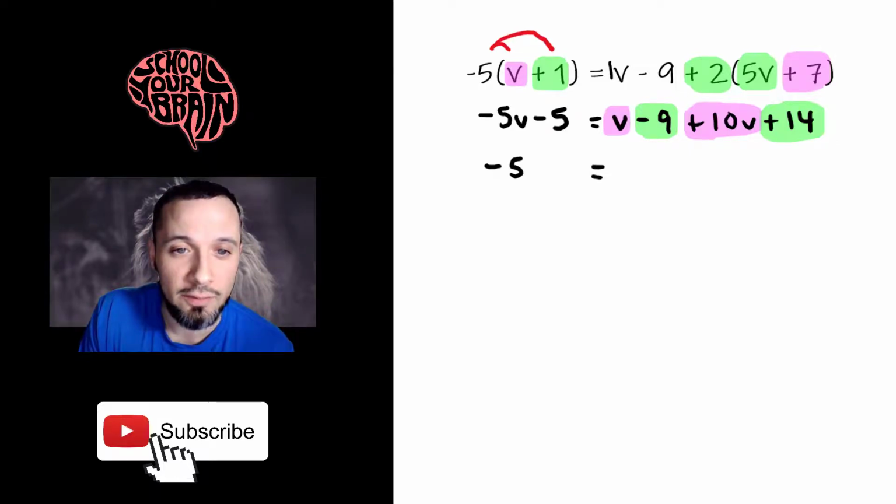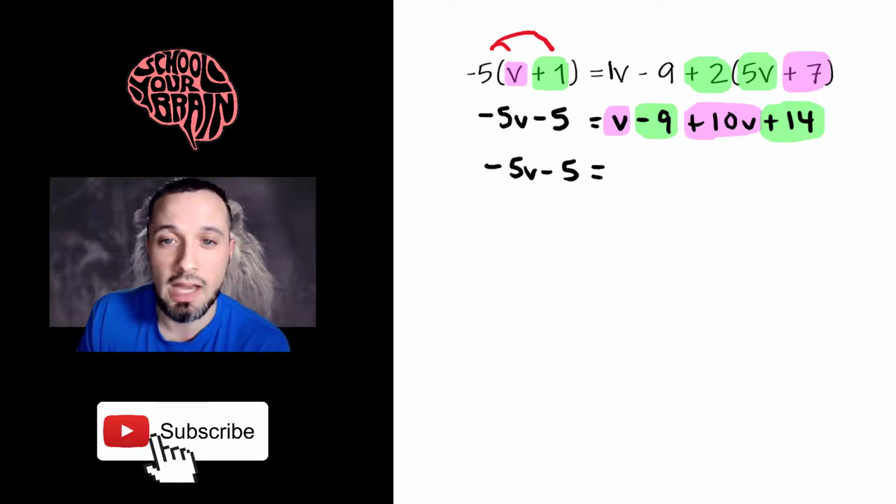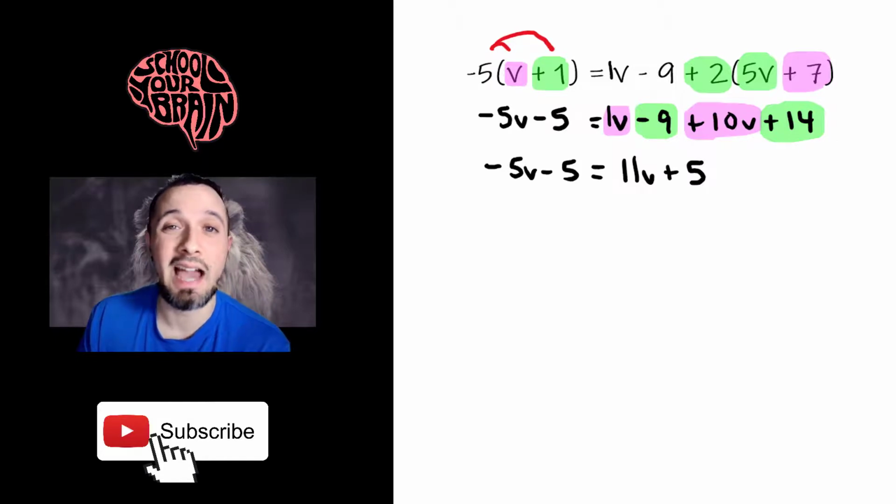So I'm going to bring down -5v minus 5 because you cannot combine those. I'm going to combine this 1v here with the +10v and I get 11v. And now I'm going to combine -9 plus 14 and I get +5. Now I can see I have like terms on different sides of the equation, which means I'm going to start using either the addition property or subtraction property of equality in order to combine them.